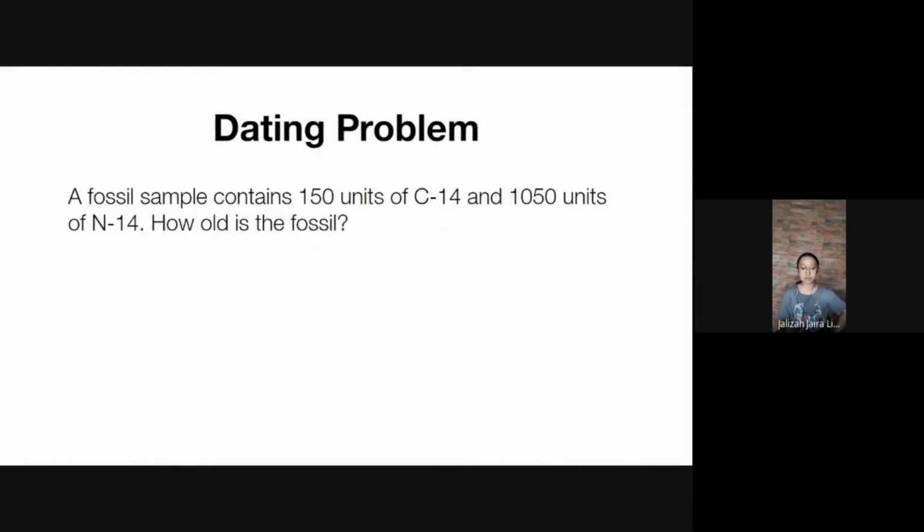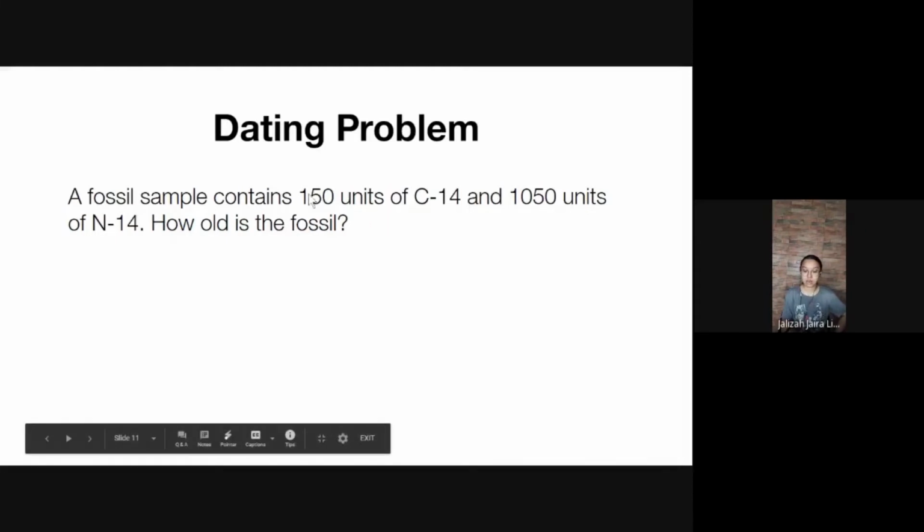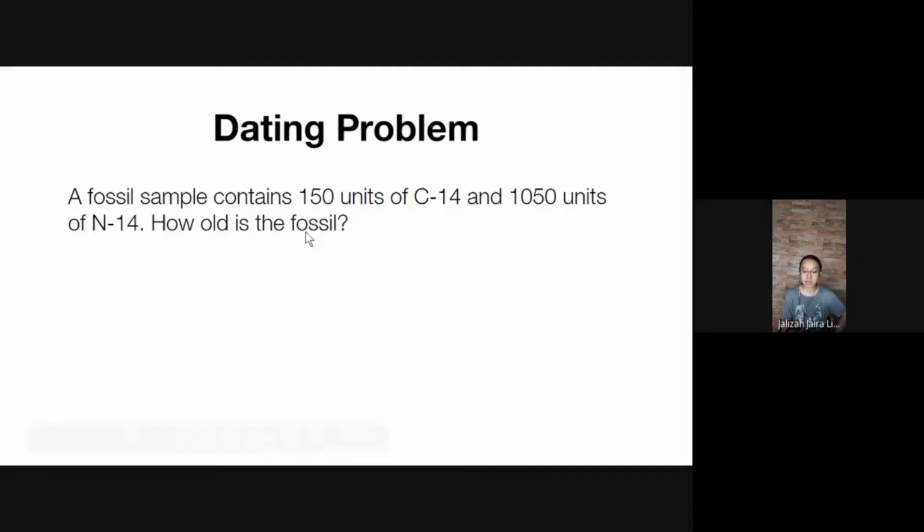So here's an example of a dating problem. And when we say dating problems, we don't actually mean people. We actually mean rocks. Maybe rocks are better than people. So here we have a fossil sample containing 150 units of carbon 14 and 1050 units of N14. Here we can notice there's a relationship between the parent isotope and the daughter isotope. Now we are being asked how old the fossil is.